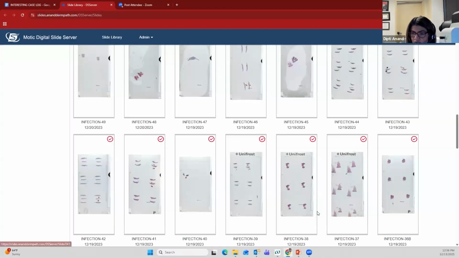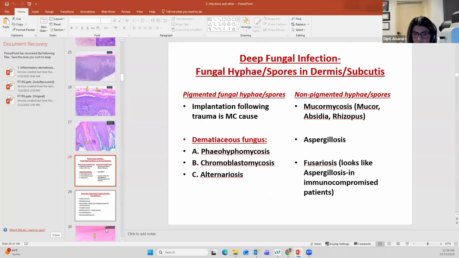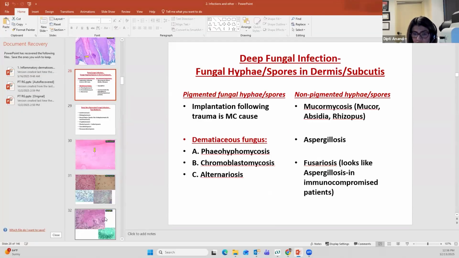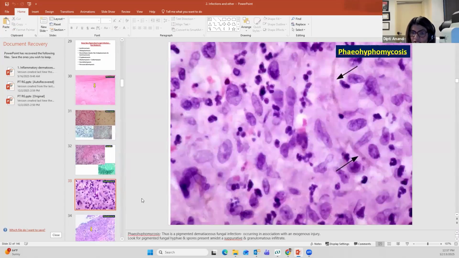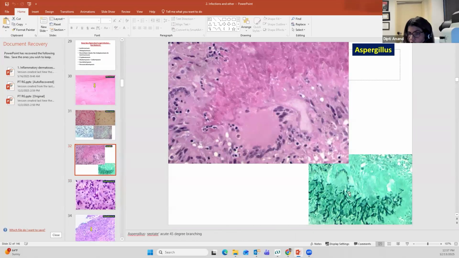Aspergillosis and fusariosis, I'm going to show you in my PowerPoint slide. They are much more well-defined. So this is aspergillosis. This is the H&E, and this is the GMS stain corresponding to it. You can see that the aspergillosis hyphae are much more slender, and they are often septate, and they have a more acute angle branching. So both aspergillosis and fusariosis will look similar. So you cannot distinguish it. So this is aspergillosis, different from mucormycosis.